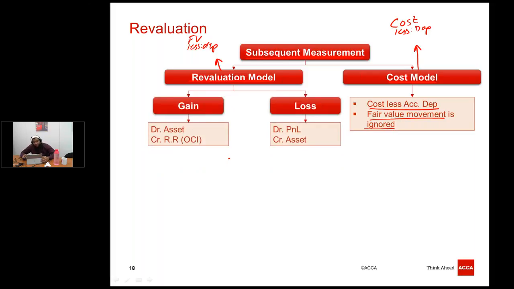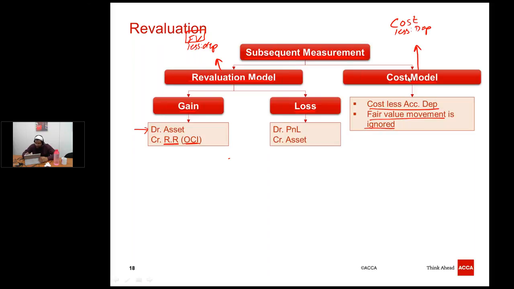But in the revaluation model, when we are revaluing the asset to its fair value, this would either result in a gain or a loss. The gain would increase the asset, being debited, and the gain will be recorded in revaluation reserve through other comprehensive income. So revaluation reserve through OCI.